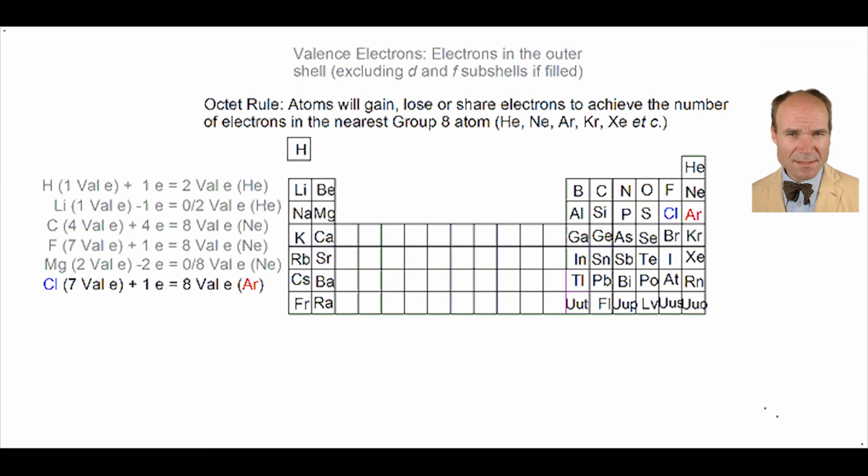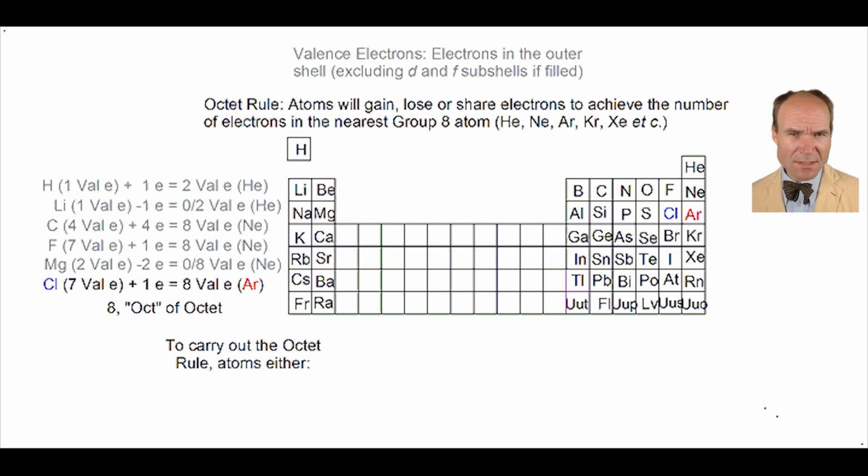Maybe you can start to see why it's called the octet rule. Once electrons have been gained, lost, or shared, excluding the first shell's cases, the result is 8 electrons. Oct means 8.